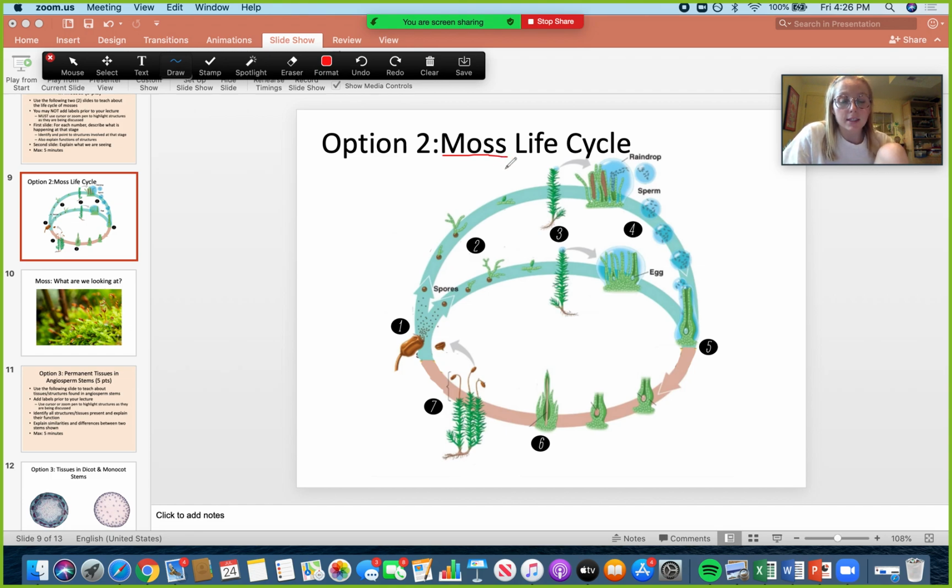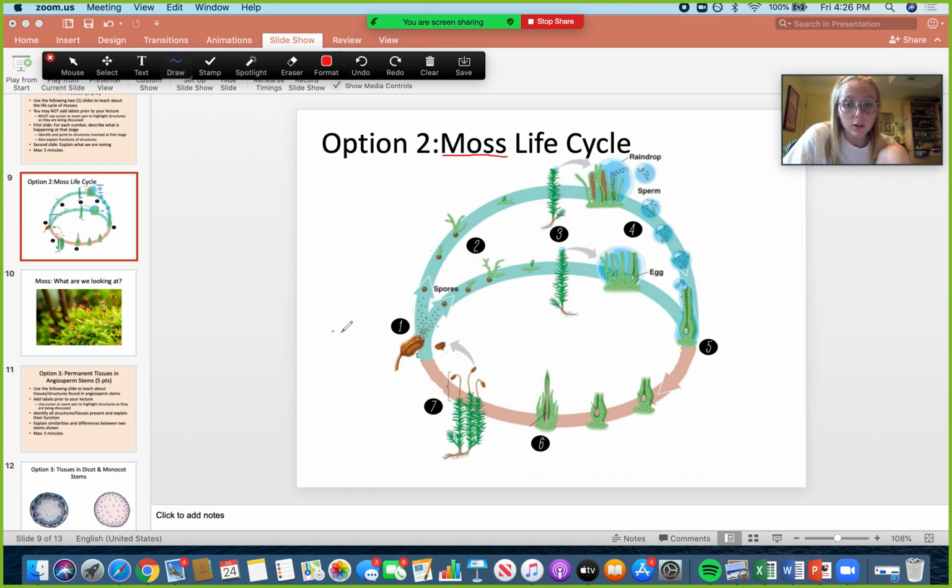It lacks vascular tissue and therefore is limited to pretty moist areas because it requires water for the transportation of sperm, as well as it does not have the vascular tissue to transport the water throughout the plant, so it simply has to absorb it. And the moss also reproduces using spores and not seeds.